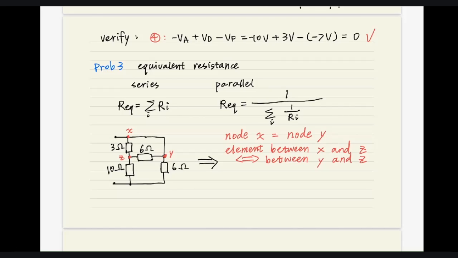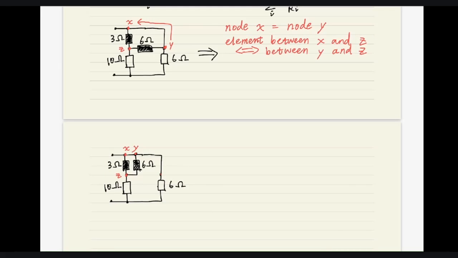In this way, we observe that the 3 ohm resistance here is between X and Z, and the 6 ohm resistance here is between Y and Z. They are between the same sets of nodes, which is to say they are in parallel. So let's move the Y node here all the way to overlap with X. What will happen? Does it look clear now? So the equivalent of the 3 ohm and 6 ohm in parallel here is 1 over (1/3 plus 1/6), which equals 2 ohms.